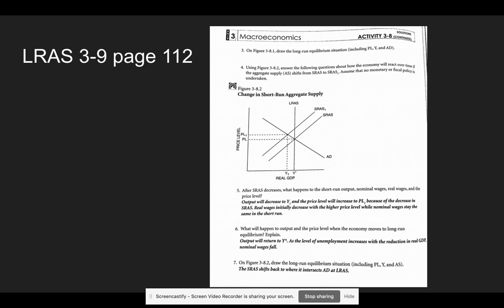Now, in the long run, we're going to have the output just return to the LRAS, right? And it says here, as the level of unemployment increases with the reduction in real GDP, nominal wages would fall. Okay, last one says on this figure, draw the long run equilibrium situation. They like to do this on the macro exam, so you would actually label PL, Y, and SRAS. The SRAS shifts back to where it intersects with the AD and LRAS. So it's actually going to shift back here and return to the equilibrium.